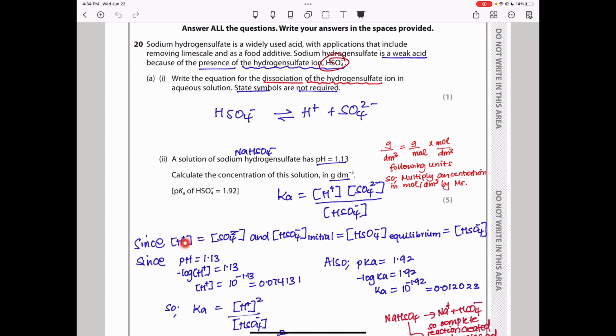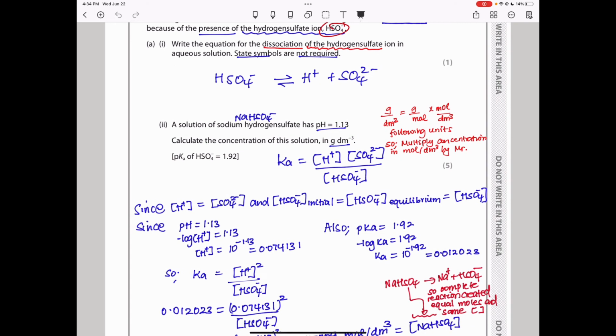So here we can say the concentration of H plus and the concentration of SO4 2 minus are exactly equal. Again, they are equal because they are the same number of moles, since 1 mole of HSO4 minus produces 1 mole of H plus and 1 mole of SO4 2 minus. Since they are present in the same volume of solution, they're going to have the same concentration. Also, we can make an assumption. The first assumption is that the concentration of HSO4 minus initially should exactly equal the concentration of HSO4 minus at equilibrium.